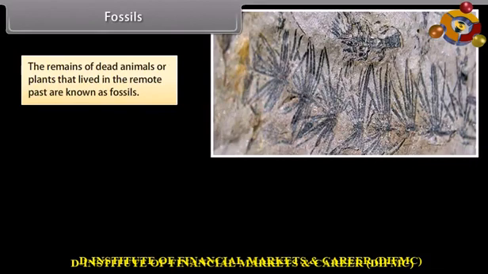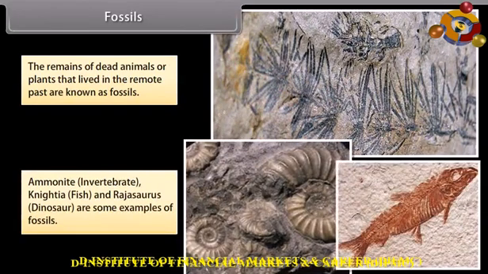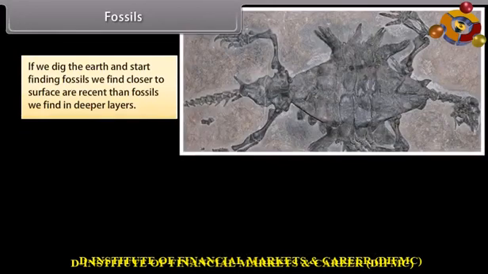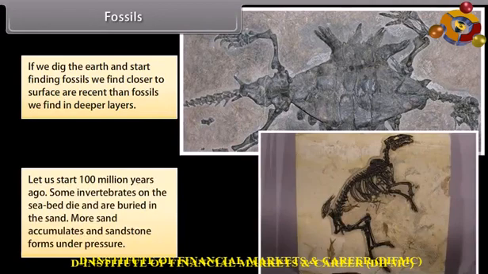Fossils. The remains of dead animals or plants that lived in the remote past are known as fossils. Ammonite, an invertebrate, Nicaea, a fish, and Rajasaurus, a dinosaur, are some examples of fossils. If we dig the earth and start finding fossils, we find that fossils closer to the surface are more recent than fossils we find in deeper layers. Let us start 100 million years ago.